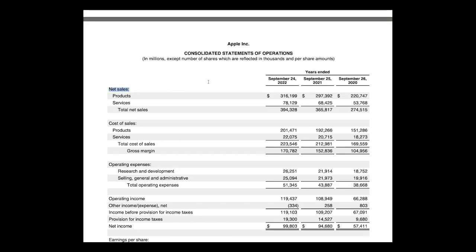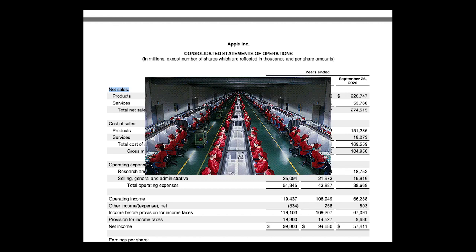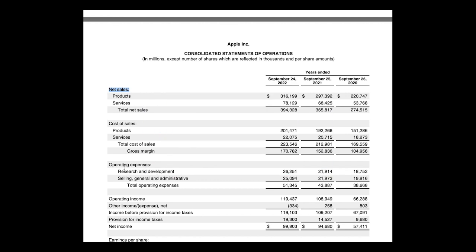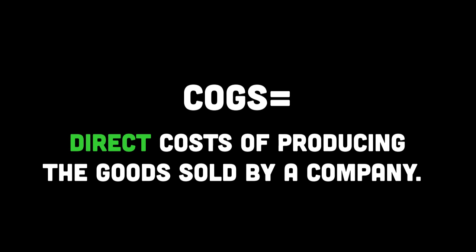So here you can see that they are using the term net sales in lieu of revenue, and they break that into two major categories, products and services. They report cost of sales because there are two major cost centers, both in their products and their services. The accompanying paragraphs describing their costs do not provide any further detail, but you can make assumptions based on what their cost of sales would be. For instance, paying Foxconn to produce their iPhones would be a direct cost of producing goods sold by a company.